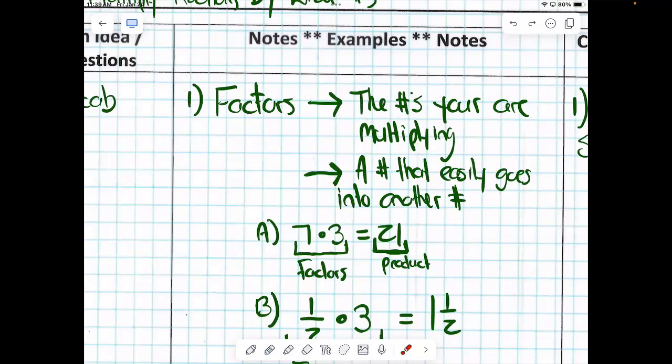Does 7 go into 21 really easy? Yes. How many times? 3. Does 3 go into 21 really easy? Yes. How many times? 7. So factors are two ways of looking at them. Numbers you're multiplying or numbers that easily go into another number, right?